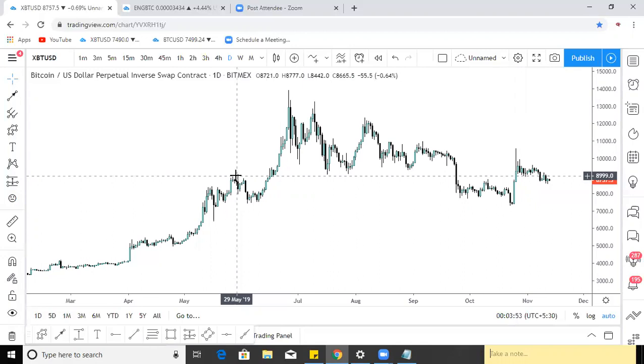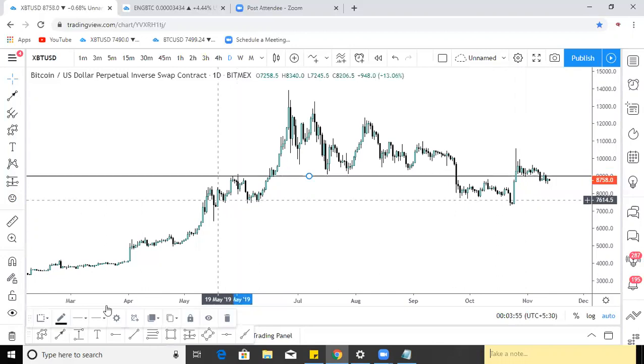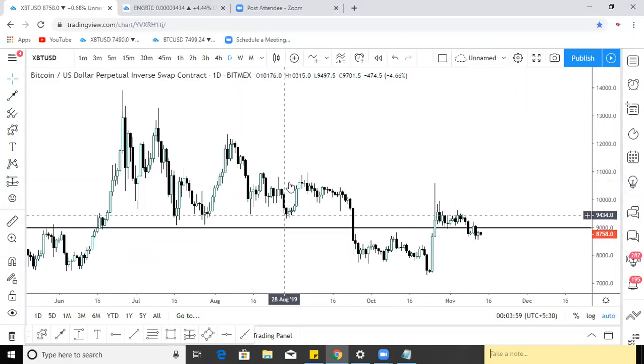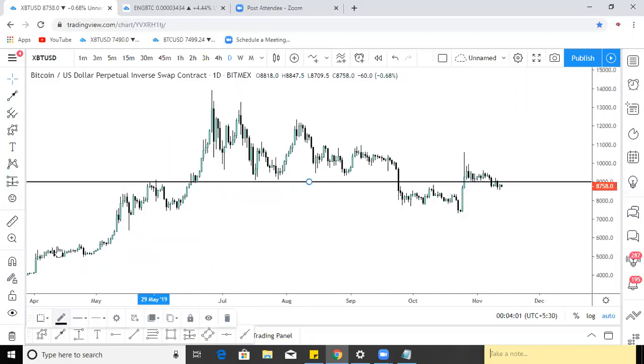So if we see this chart, if I just make it a little darker, here it is. Okay, let me change the color to make it more visible to you all.